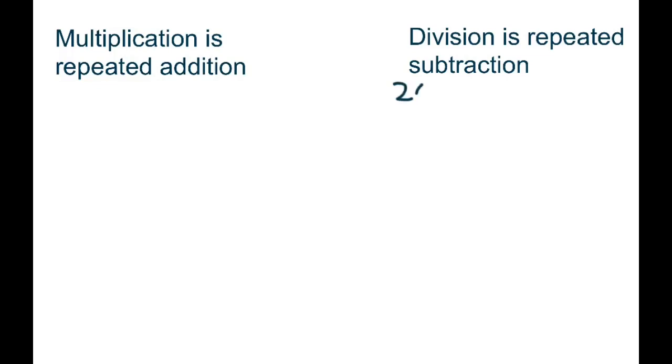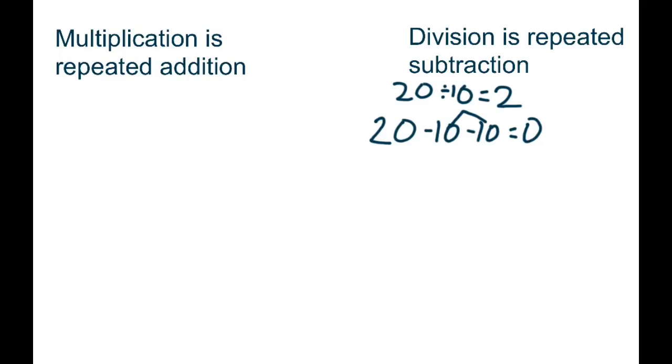So let's take something like 20 divided by 10. What does that equal? Well, we know that it equals 2. Why is that? Because we have 20, and if we're dividing it by 10, what we're saying is, how many times can we subtract 10 from 20? Well, 20 minus 10 is 10, and then we subtract 10 again, and that equals 0. So we can subtract 10 from 20 2 times. So 20 divided by 10 equals 2. So division is repeated subtraction.